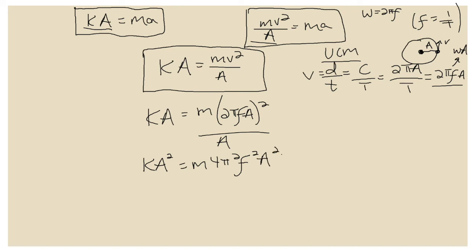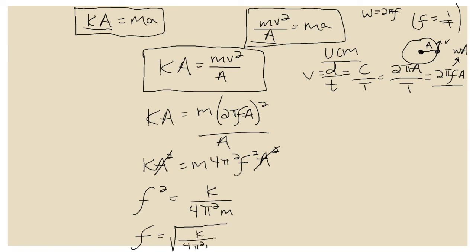Now, the first thing that we should notice, and this is going to come up quite a bit over the course of the next couple days, is the amplitude cancels. The amplitude does not affect the period, does not affect the frequency. Pretty interesting. And so what we get here when we solve this for f squared is pretty straightforward. We just take the m, the 4, and the pi squared, and we divide them to the other side. So we get k, and I'm just going to rearrange to write all the constants in front, k over 4 pi squared m. And so to get our equation for the frequency, I'm just going to write f is the square root of k over 4 pi squared m.